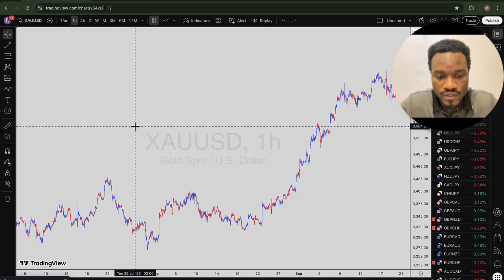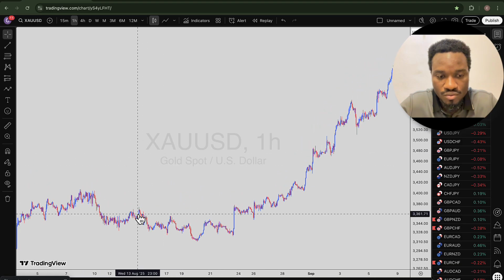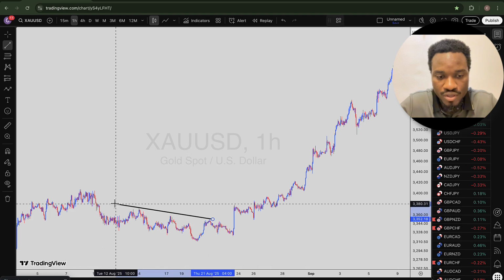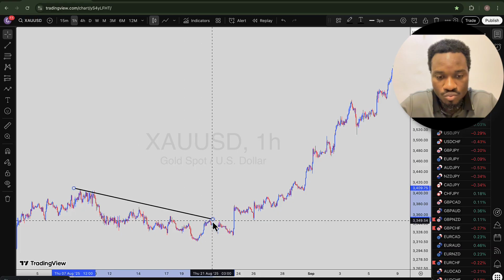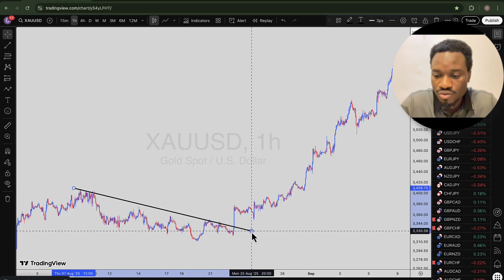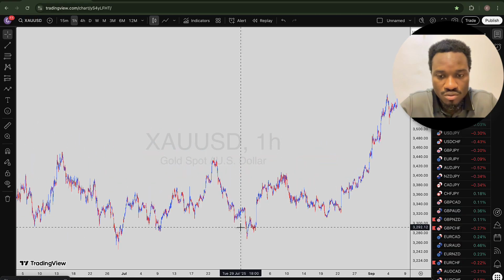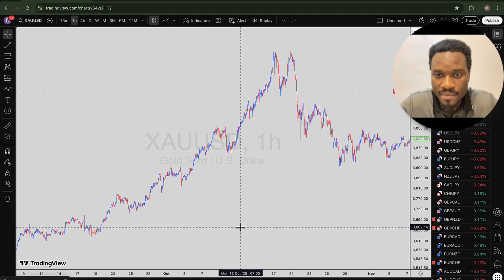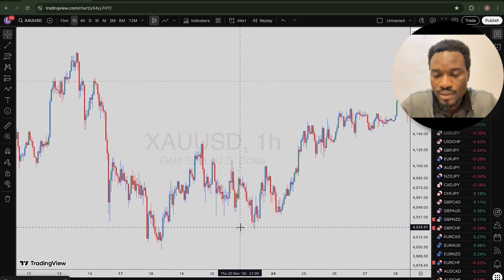Let's see if we can study what we have right here. We have a slope here, fire it from this high all the way down. No, we can't really call this a pattern. Let's zoom out, and if we can't see it on gold, we can go to any other market. So if you can't see it right here, we go to another market.